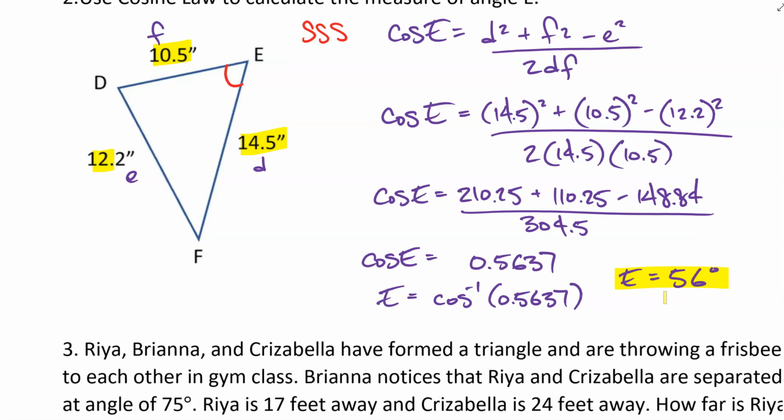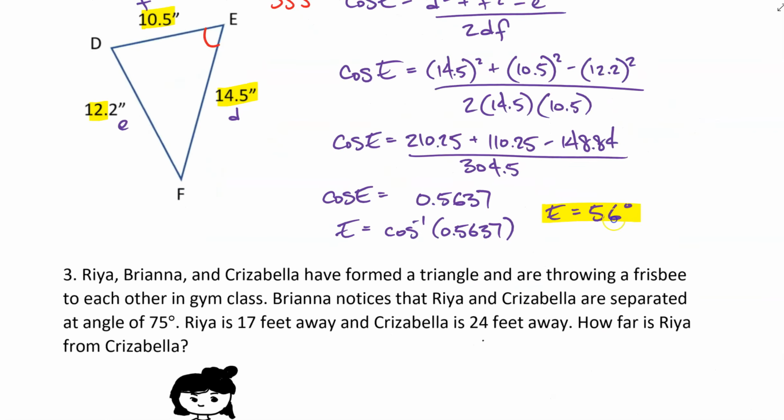So in a side-side-side situation, you're using really the same formula, but this was just more isolated for the angle, which is cos E is equal to D squared plus F squared subtract E squared, divided by 2DF. Substitute it and work it out. There's your angle. All right, let's keep it going.